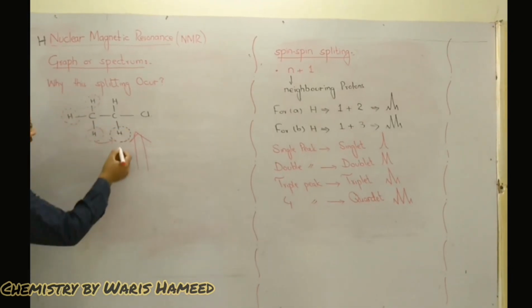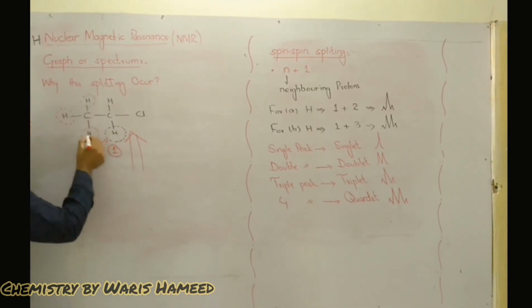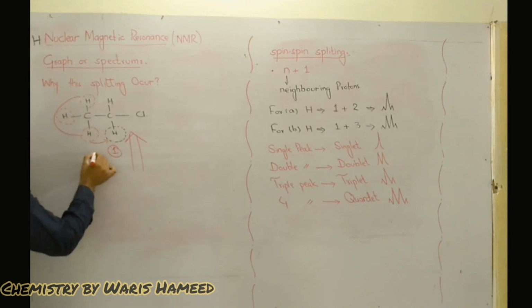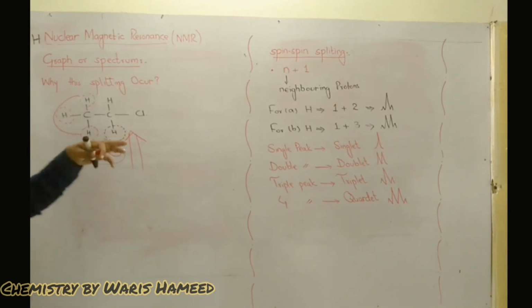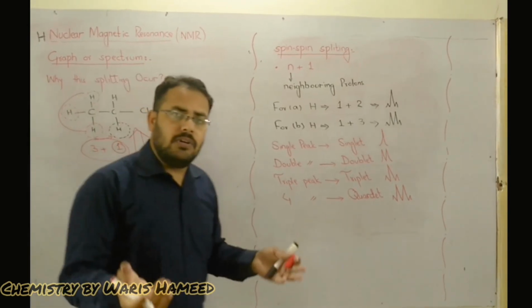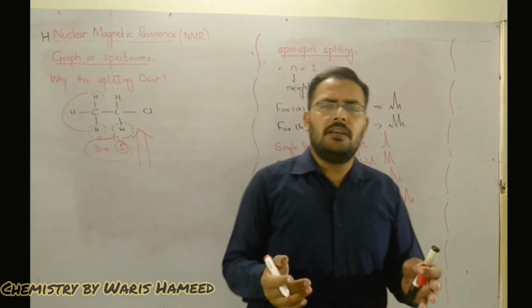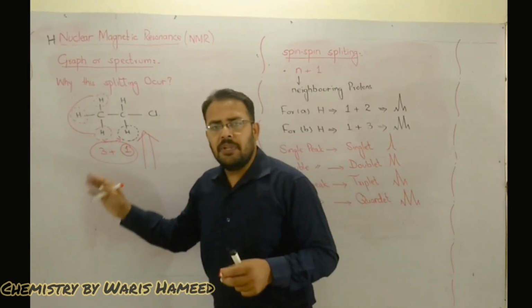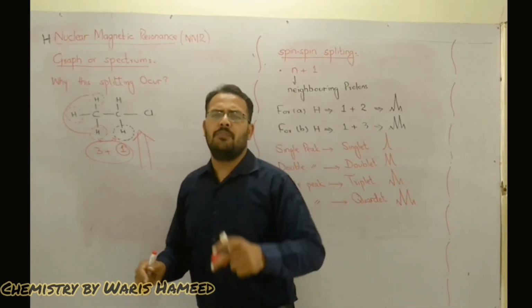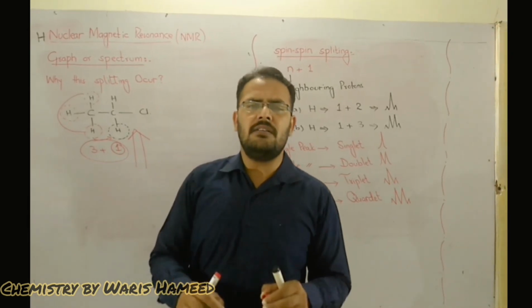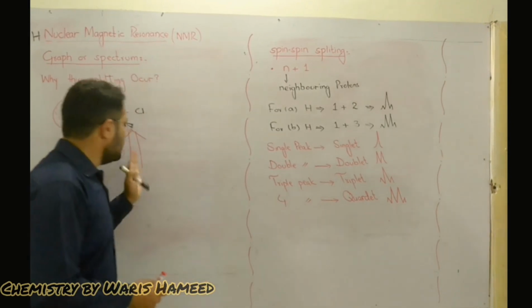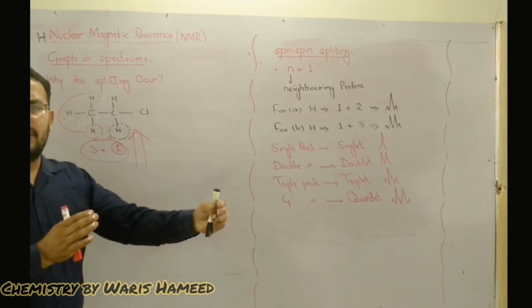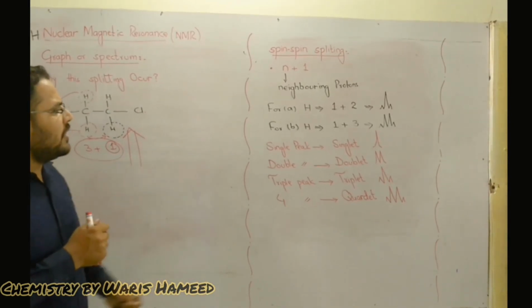So we termed it as 1 plus 3, so its peak will be a quartet. How is its peak a quartet? Because there is a separation due to neighboring protons. Separation occurs due to neighboring protons, so the peak will be divided into other parts.